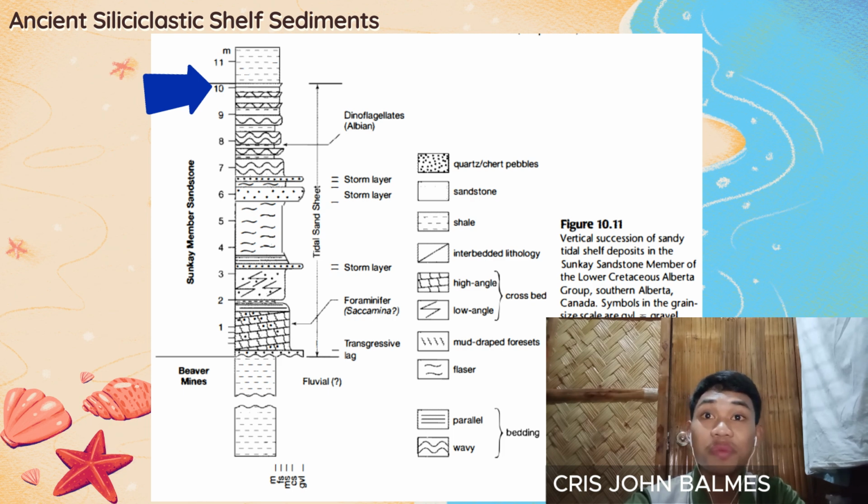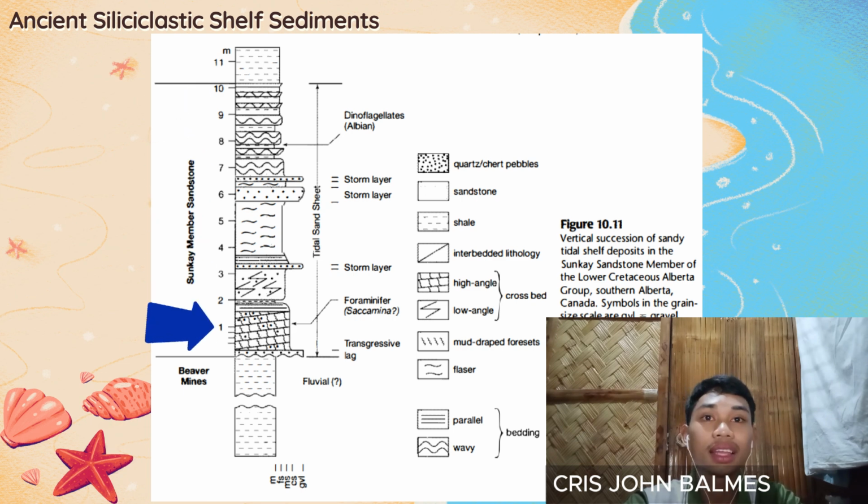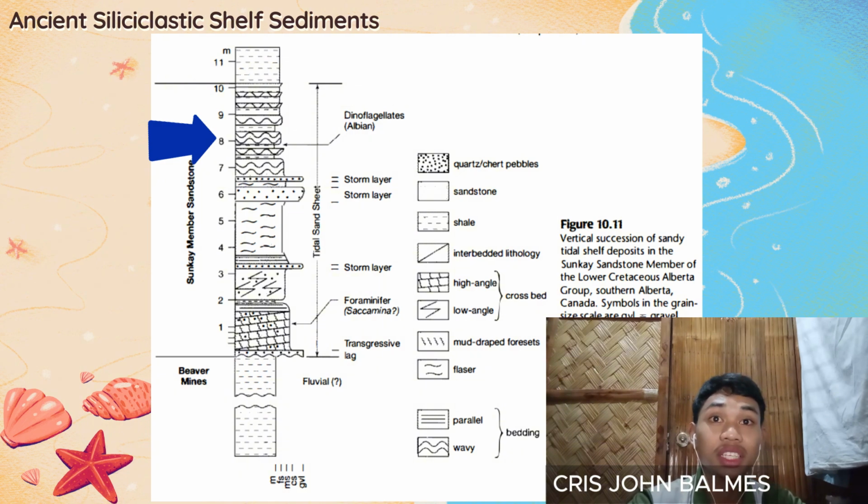So, foraminifers and dinoflagellates are also present in some layers, and bioturbation is not that common. So, can you spot what layer the foraminifers and dinoflagellates are present? That is awesome. The foraminifers are present in our layer 1 here, and the dinoflagellates are present in layer 8 here. So, as mentioned earlier, Banerjee interprets these sandstones as tidal sand sheets.